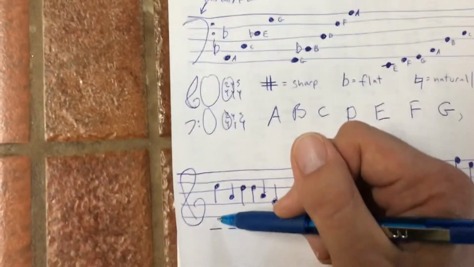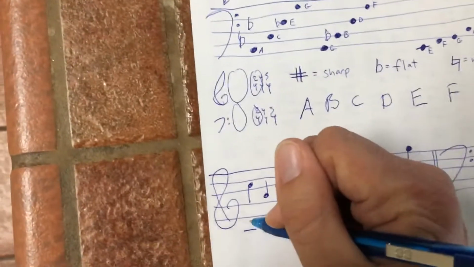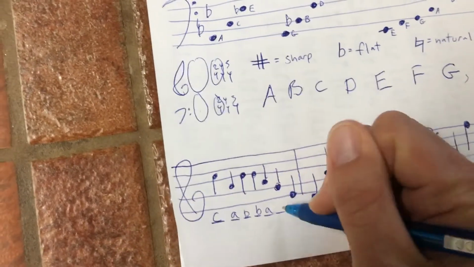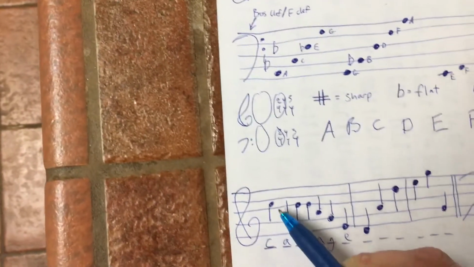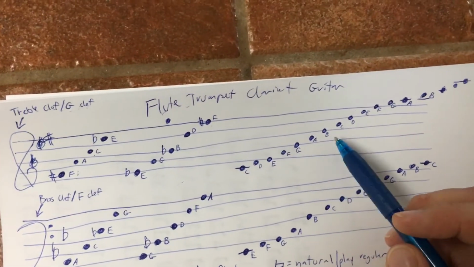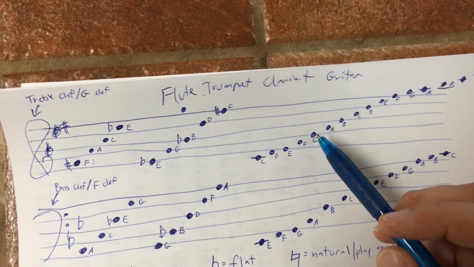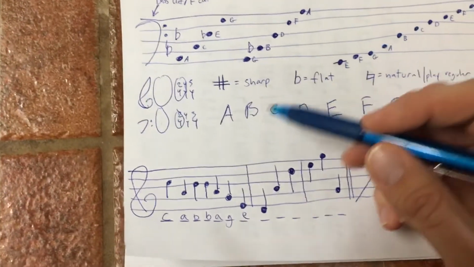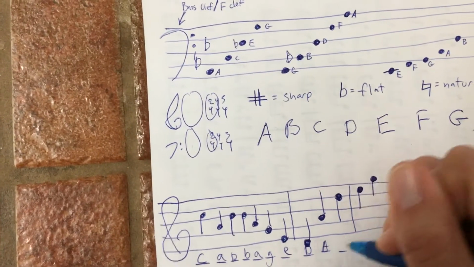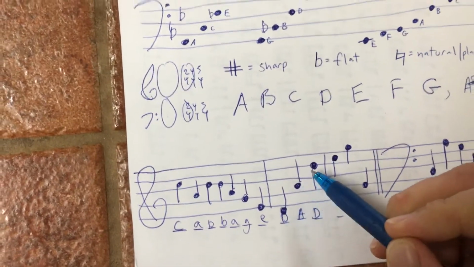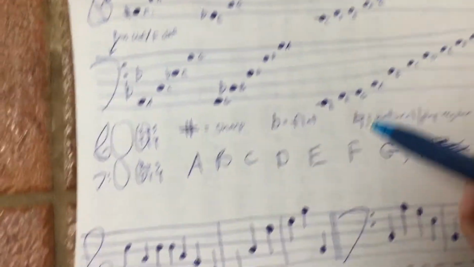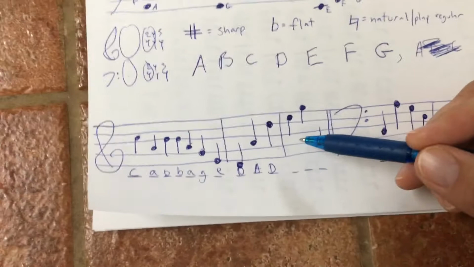I'm gonna go ahead and fill these in because I don't want to make this video too long. That's a C in treble clef, A, B, B, A, G, E. If you find that up here, C, A, B, B, A, G, E, it spells cabbage. This one right here would be D, A, D. It spells dad. Now I'm not going to give that one away. You guys can write that answer down in the comments.